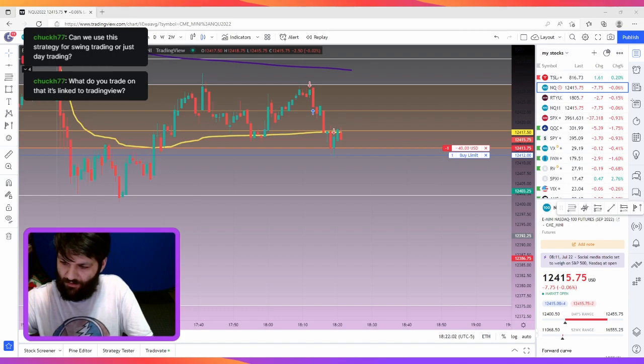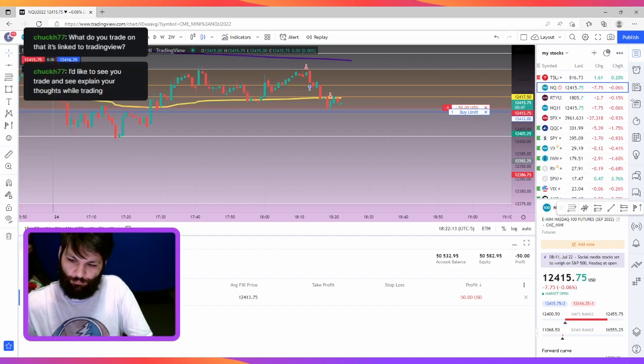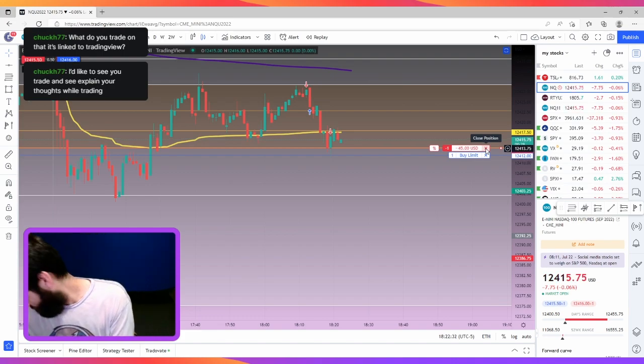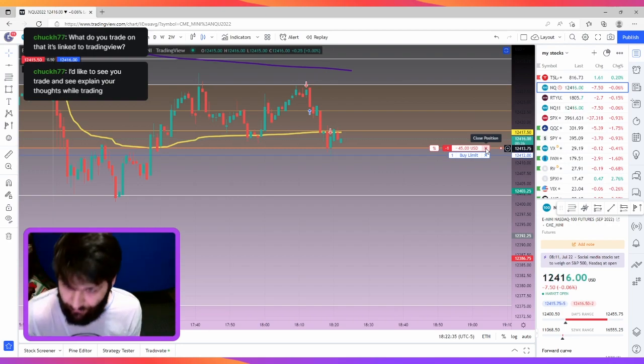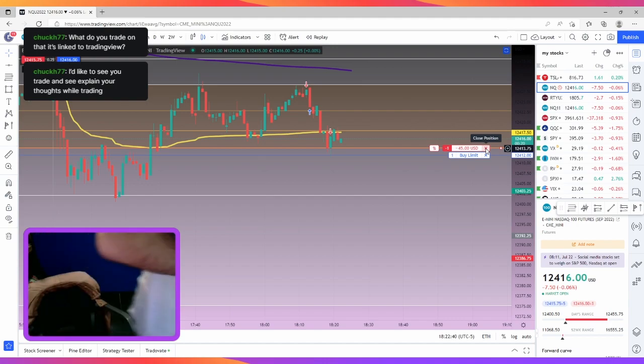What do I trade on that's linked to TradingView? So I use Top Step, that's linked to TradingView, but maybe after this trade I'll exit out and show you what all they have on there, but you can connect a lot of stuff. Another one I'd recommend is Alpaca, if you're trying to connect a legit brokerage and start trading. You can start trading using Alpaca and do it that way. So, one second, drop my phone.